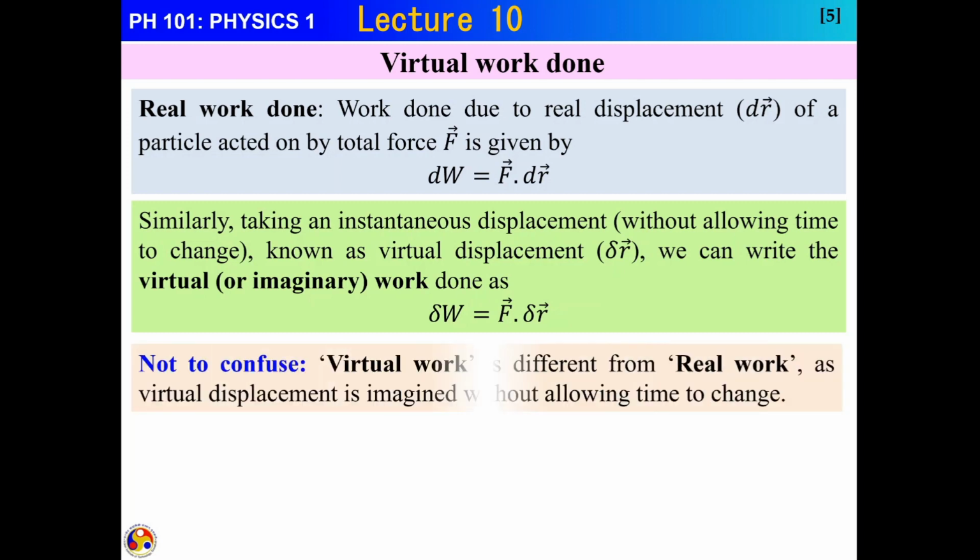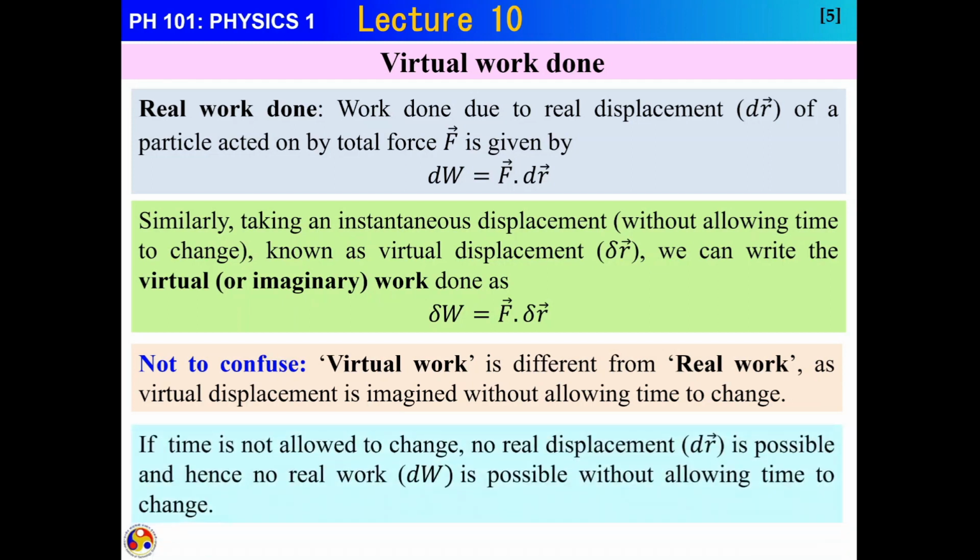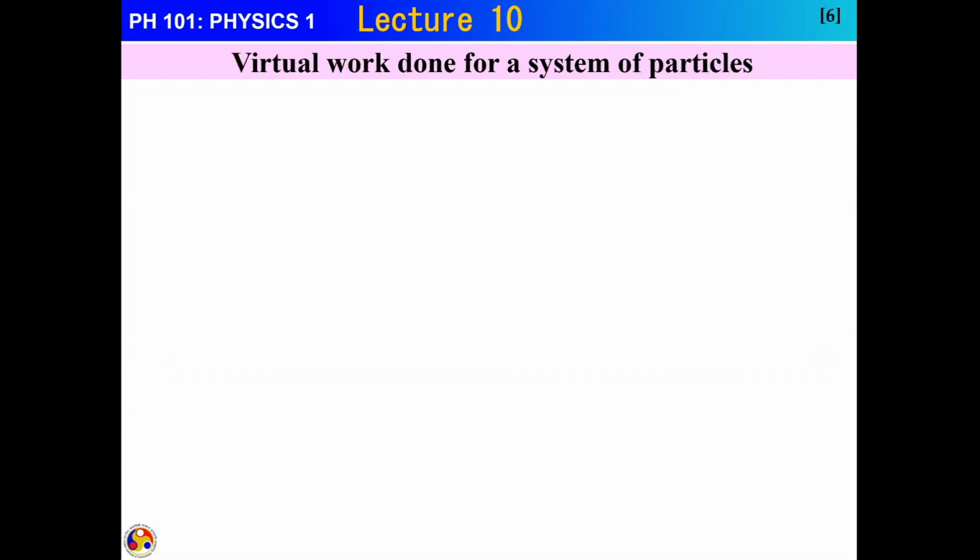So here, by taking that instantaneous displacement without allowing the time to change, we can write the virtual or imaginary work done by the system, which we call delta W, which involves the force with delta R, the virtual displacement. Now, it's only a definition. Now we can explain the implication of this virtual work done or virtual displacement in more detail when we consider a generalized system. So let's look at it.